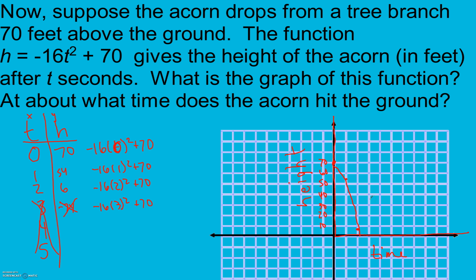And again, the function that we have here, if it wasn't being applied, if we didn't know what t and h stood for, we could put arrows here, we could draw the other side, but because we know this, we can't put any arrows, and we're just drawing in the first quadrant, because we can't have negative time, can't have negative height. Now, we want to know at about what time does the acorn hit the ground? And it's right here, which is just after 2 seconds. So slightly after 2 seconds.